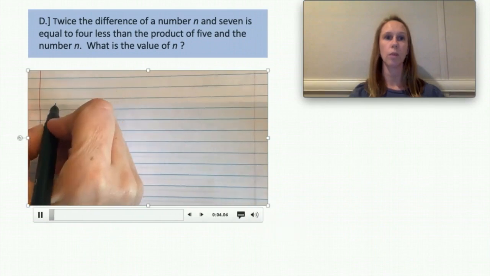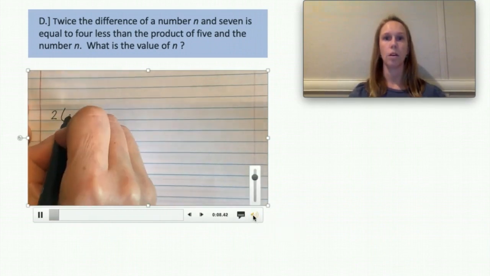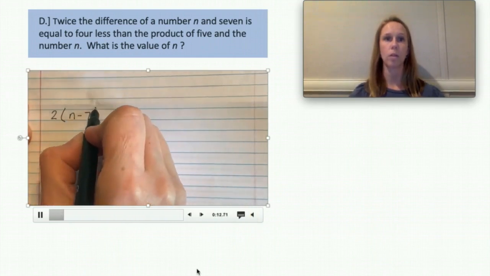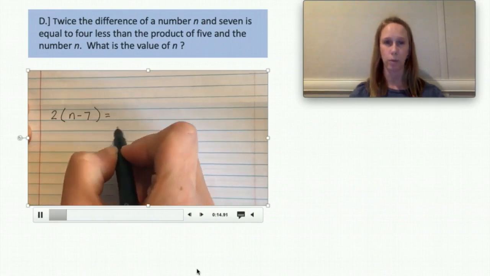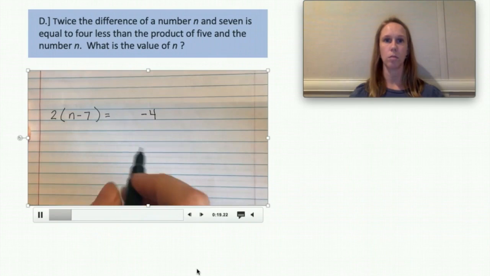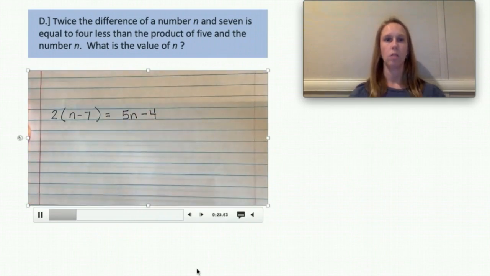So I'm going to start with twice, which is 2 times. And I know that times something, that difference of a number and 7 is going to be a quantity, and I'm going to group that with parentheses. And that's going to be equal to 4 less than, so that's minus 4, and then 5 and the number n. So here's the equation that I'm going to be working with.